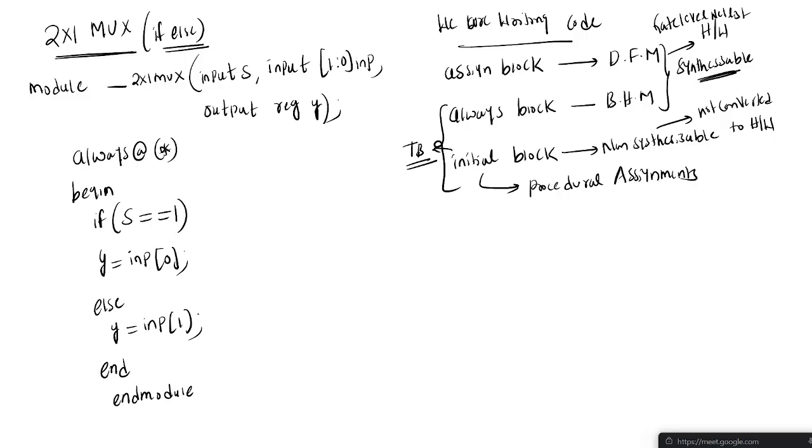So this is the 2 cross 1 mux using an if else statement. Is it fine? Did you understand? Any doubts or queries? Shall I move forward?